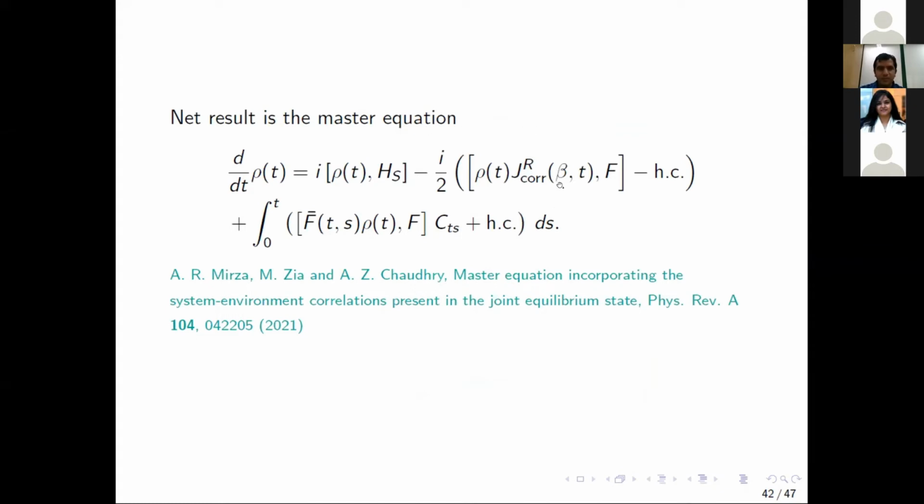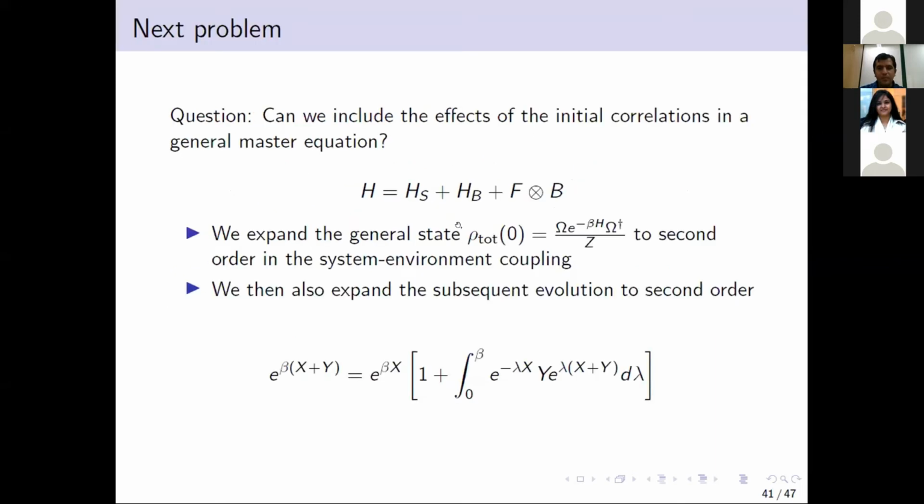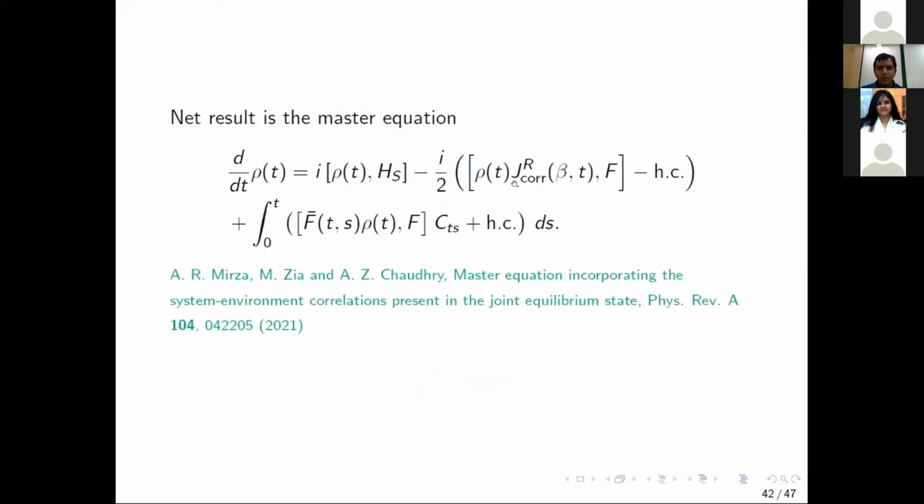This additional term also takes into account, of course, the effect of the environment. But this is essentially the effect of the initial correlations. The fact that we did not consider the initial state just to be system times the environment. It's actually this state. And this J is an additional factor that you have to calculate. It's a function of beta, and so on. There's some prescription for calculation. But the point is you can calculate every single time over here, and then you can do some numerical simulations.